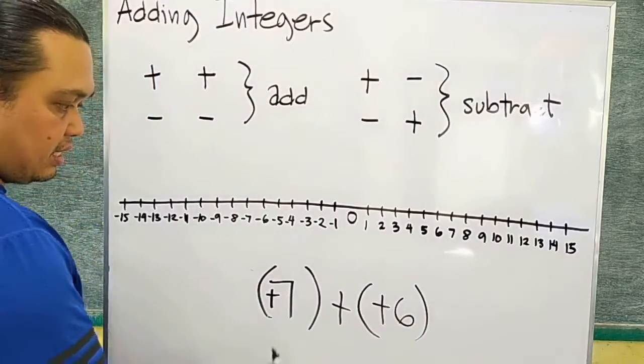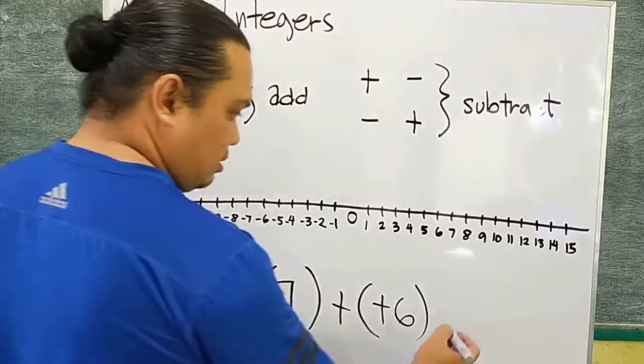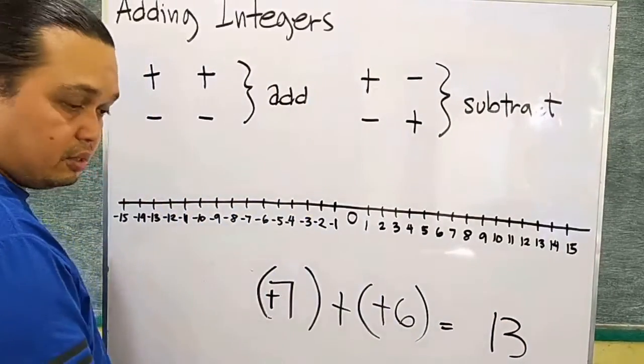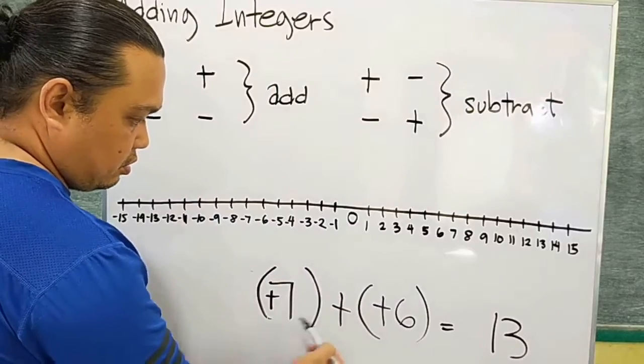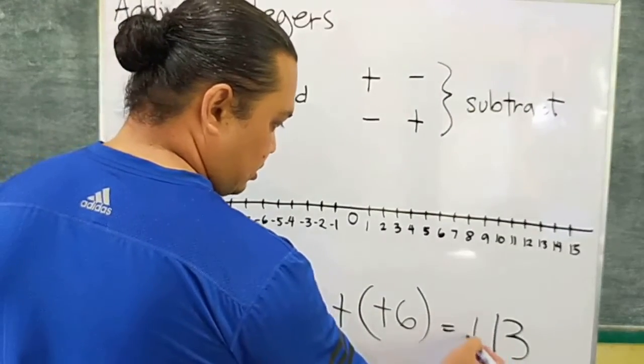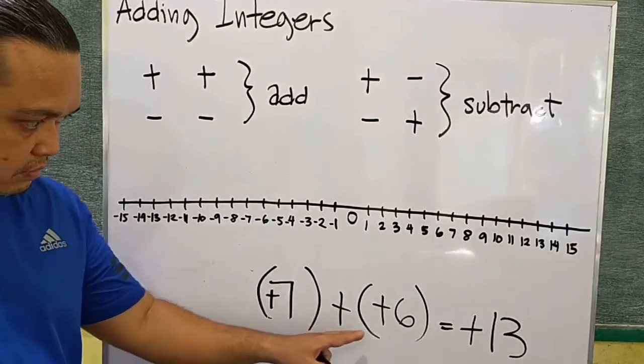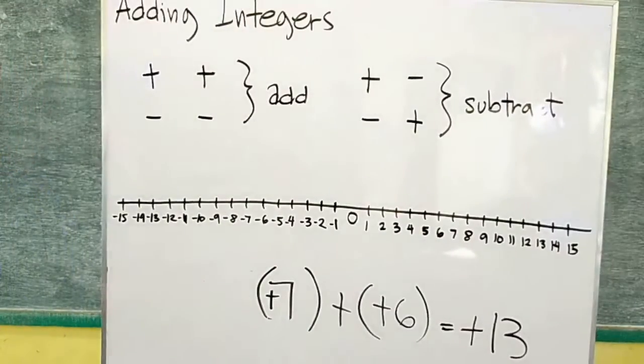So let's add: 7 plus 6 is 13. And what is their symbol? They are both positive. So 13 here will be positive also. So positive 7 plus positive 6 is equal to positive 13.